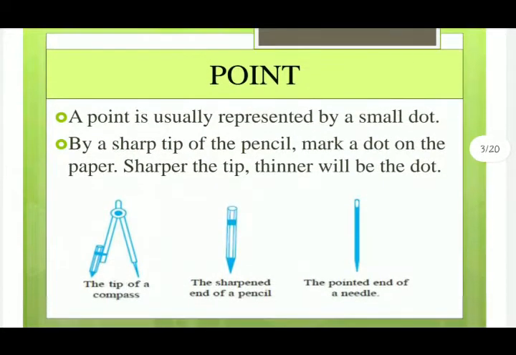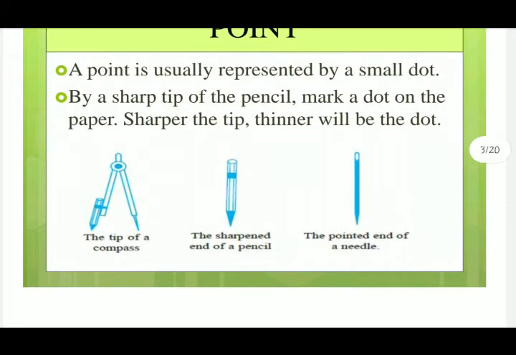Now what is point? A point is usually represented by a small dot. By a sharp tip of a pencil, mark a dot on the paper. Then that dot is called a point. Sharper the tip, thinner will be the dot. Some examples are there. The tip of a compass, the sharpened end of a pencil and the pointed end of a needle. All these are examples of point.